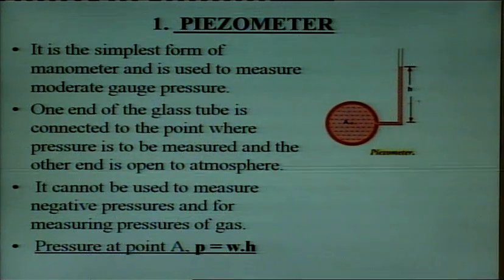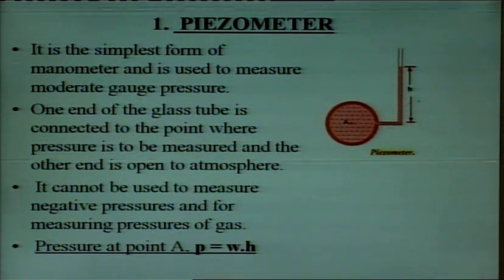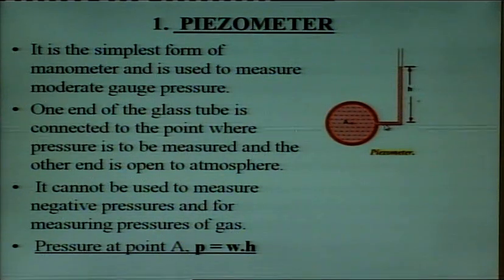The piezometer is the simplest form of manometer and is used to measure the moderate gauge pressure. One end of the glass tube is connected to the point where pressure is to be measured and the other end is open to atmosphere. Now let us see. This is the device for which we want to find the pressure. Here we connect this piezometer at this point, and the other end is completely free. The head which is measured is known as the measurement of the pressure.